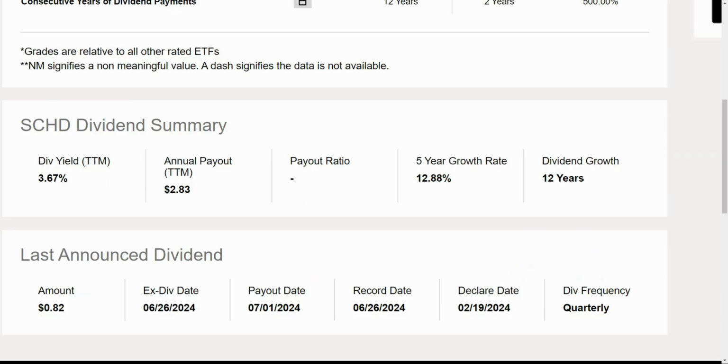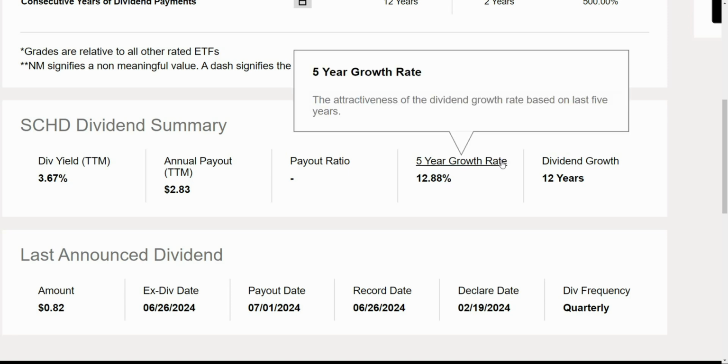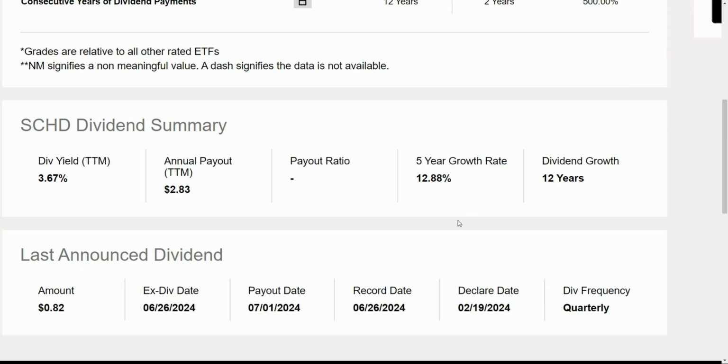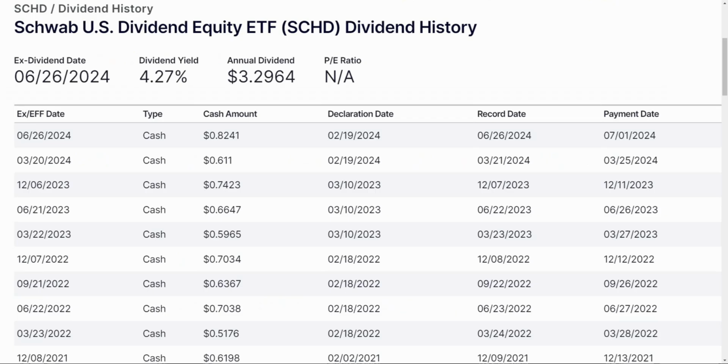And as far as dividend growth goes, this ETF does very well, of course, because one of its requirements is that it invests in companies that have a history of growing dividends over time. And this ETF offers an average 5-year dividend growth rate of 12.88%, and it has grown its dividend for the past 12 years consistently. So you're going to get a high rate of dividend growth and also consistent dividend growth over time. And as far as the dividend goes, every quarter you're going to be getting paid a dividend. This is a quarterly paying dividend ETF, so you're going to get paid every 3 months.